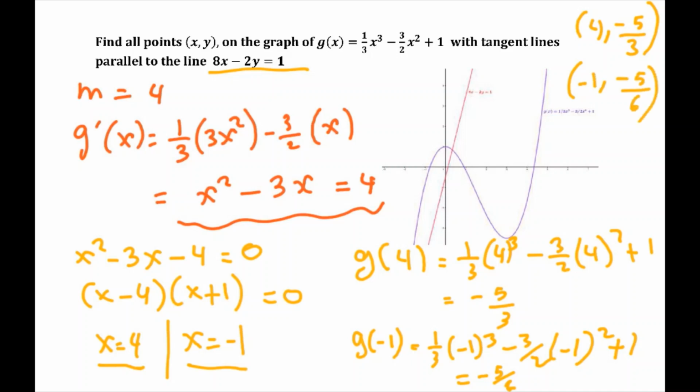So now guys, if you try to use GeoGebra and try to find the exact points, which are (4, negative 5/3) somewhere here, and you draw a tangent line, it will be parallel to this line. Same if you try (negative 1, negative 5/6) somewhere here, and you draw a line, it will also be parallel. So we have 3 lines that are parallel here. 2 of them are tangents, and the other one is 8x minus 2y.